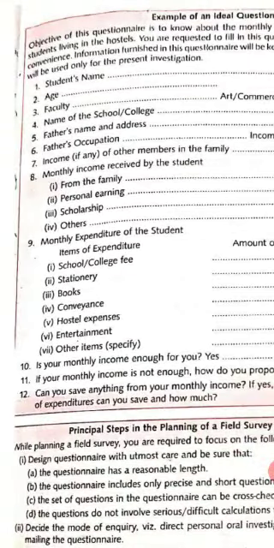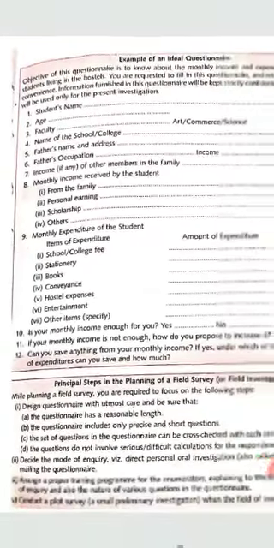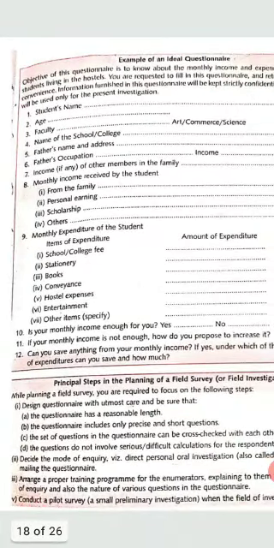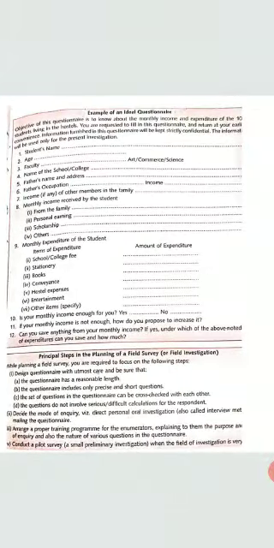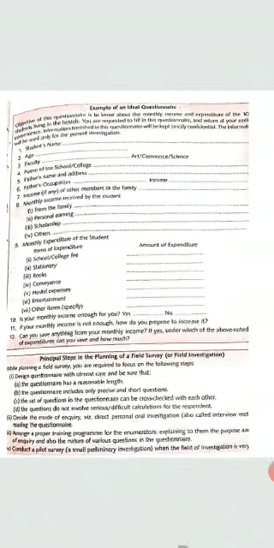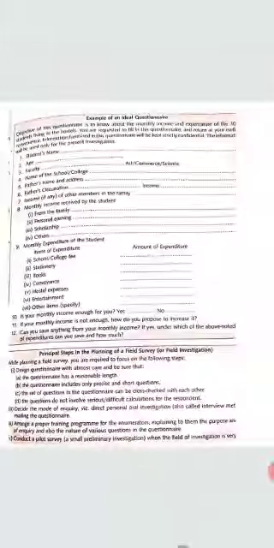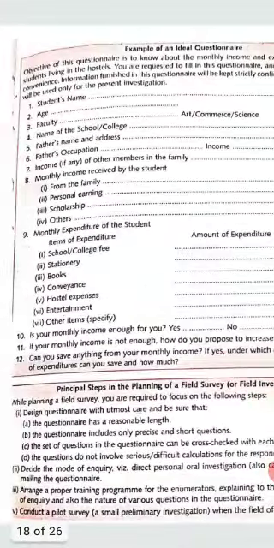Now next is, is your monthly income enough for you? If your monthly income is not enough, how do you propose to increase it? Next question is, can you save anything from your monthly income? If yes, under which of the above noted expenditures can you save and how much? So this is one sample question paper, showing how the questionnaire has to be filled.